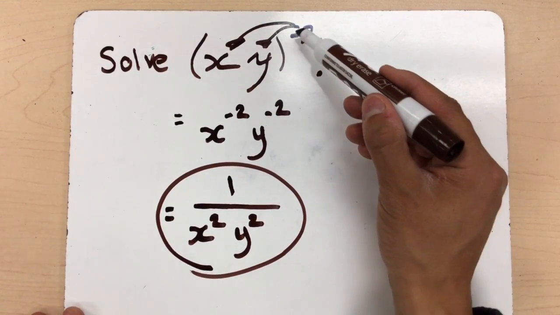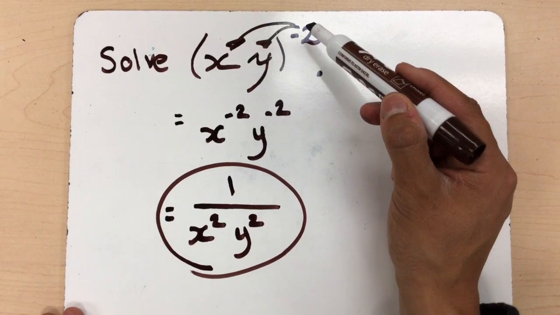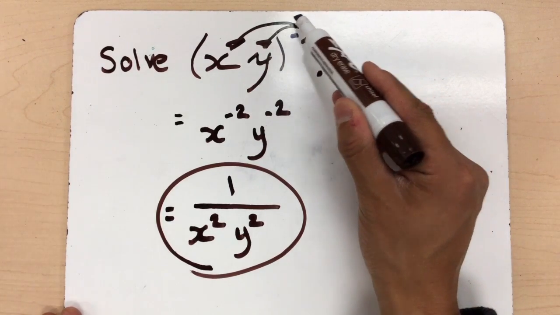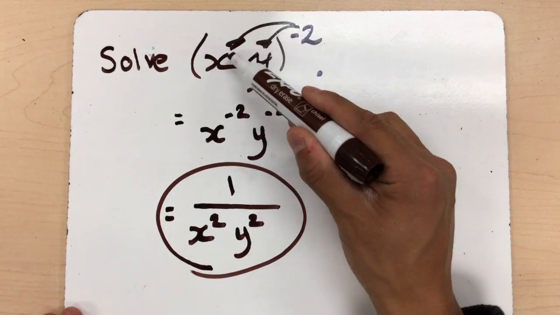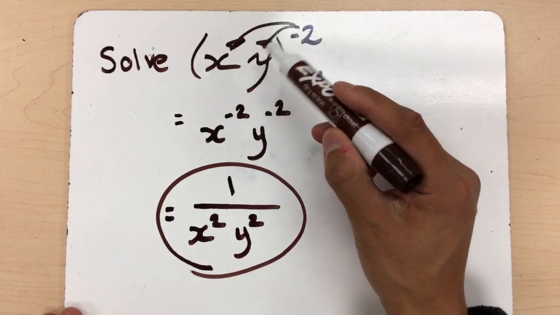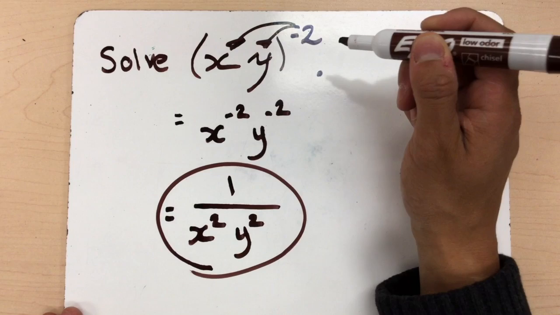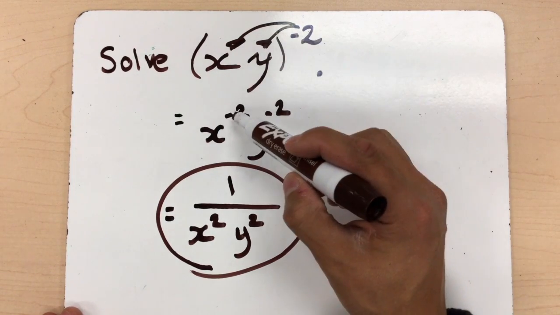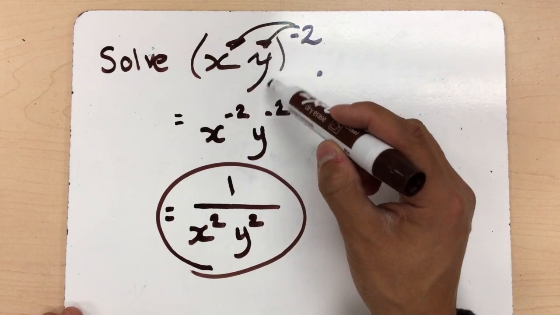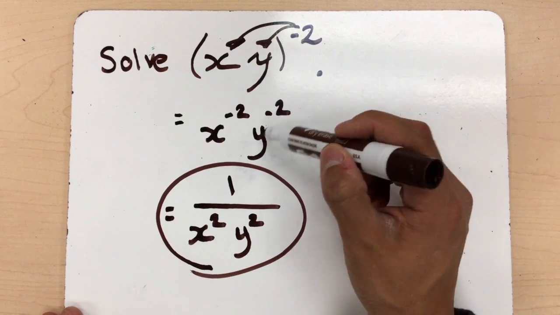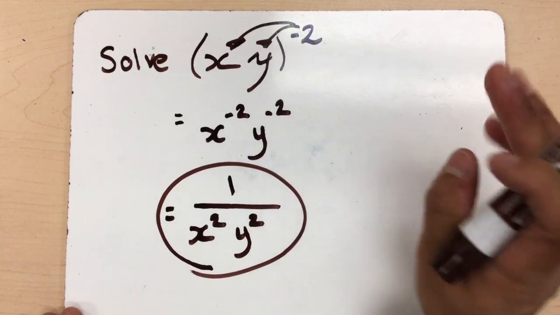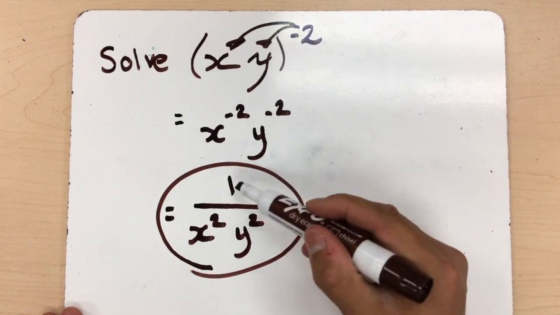So note the first thing I did was use my power of a product law. I distributed my negative 2 into both the x and the y, because there is an exponent of 1 on the x and the y. So 1 times negative 2 is x to the negative 2, and y to the power of 1 times negative 2 is y to the negative 2. We don't want to leave negative exponents, so I put them under 1.